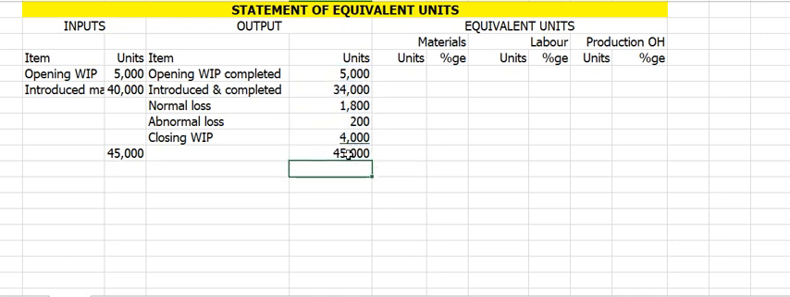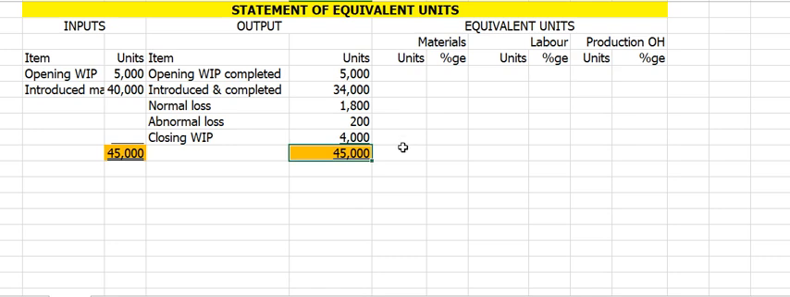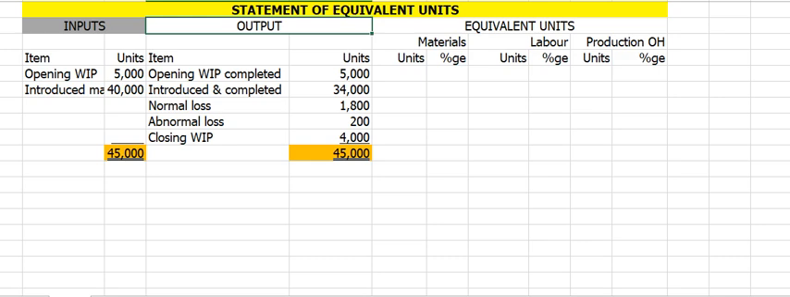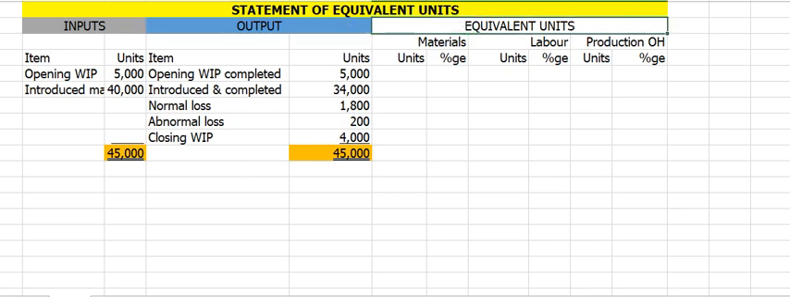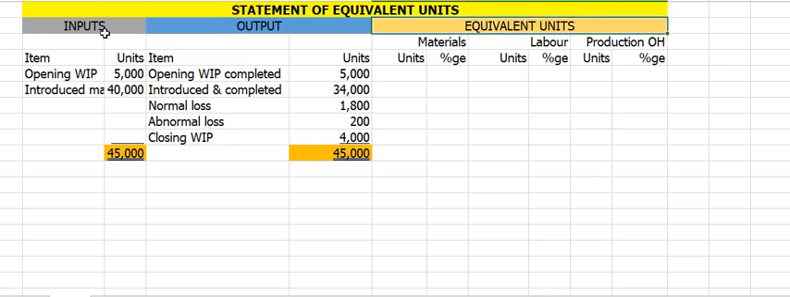The inputs into the process should always be equal to the outputs in that process as well. If they are not equal, then there is likely to be a mistake, but they should always be equal. So that is our input as well as the output in this process. Okay, so that's what we have.